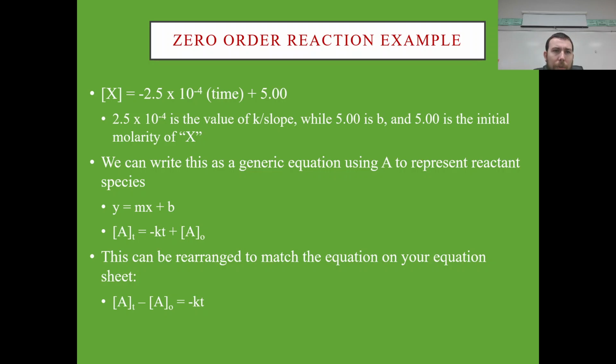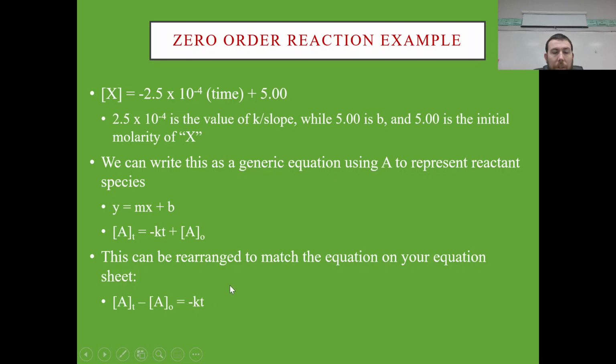And here's our example. Concentration of x equals negative 2.5 times 10 to the negative 4th times time plus 5. So our 2.5 times 10 to the negative 4th is our value of k, that's our slope. 5.00 is our y-intercept, and 5.00 is also our initial molarity. Again, we've got our slope-intercept form of this equation.